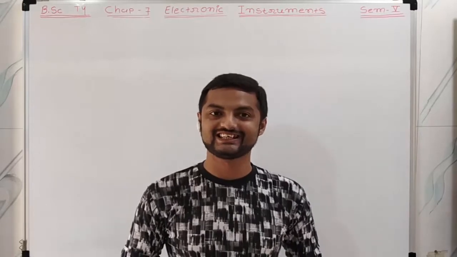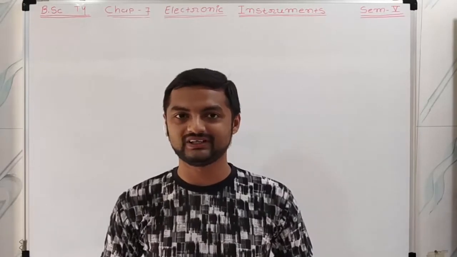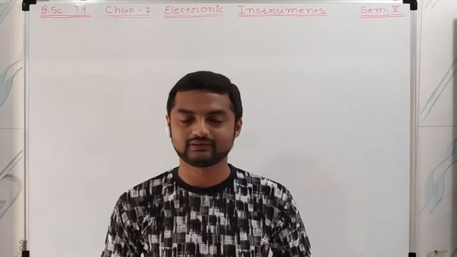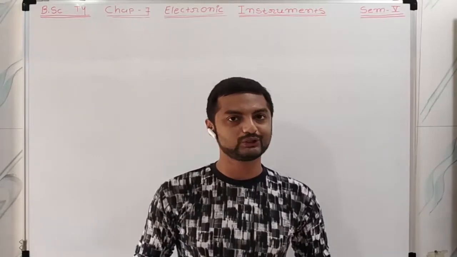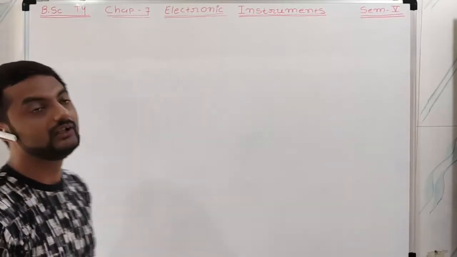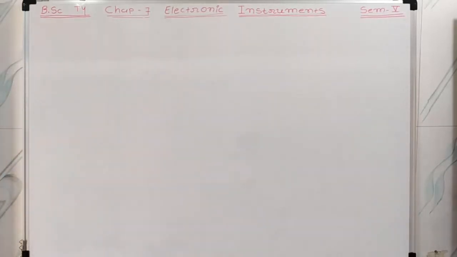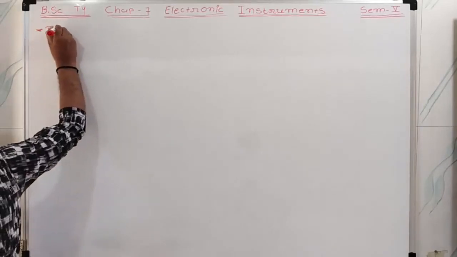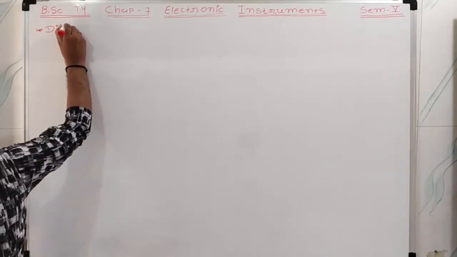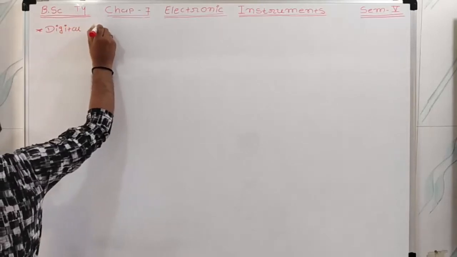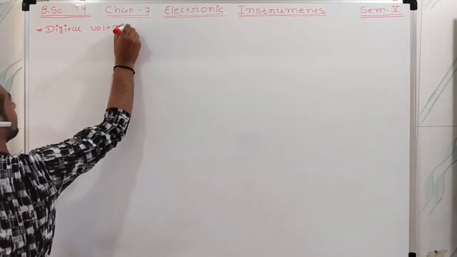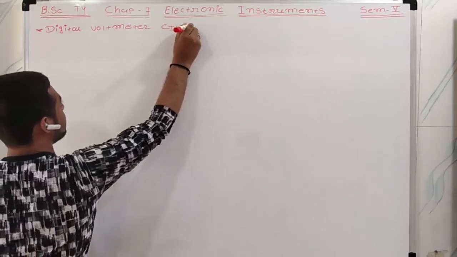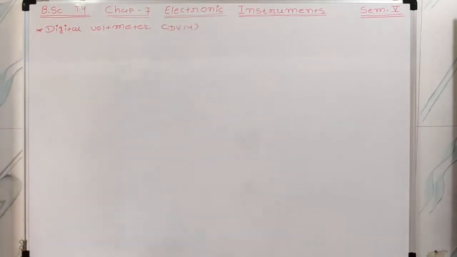So in last lecture we have studied some electronic instruments, right? We have studied electronic voltmeter, right? So today we are going to start with digital voltmeters, or you can say DVMs. Digital voltmeters, or in short you can call it DVM, right?